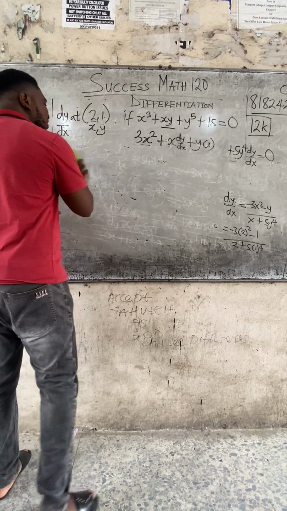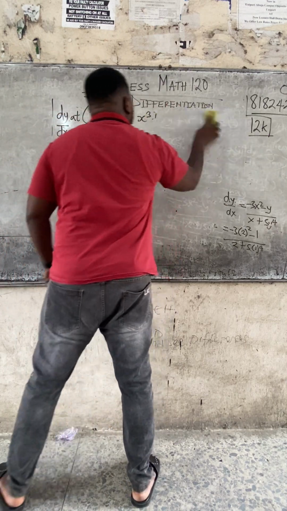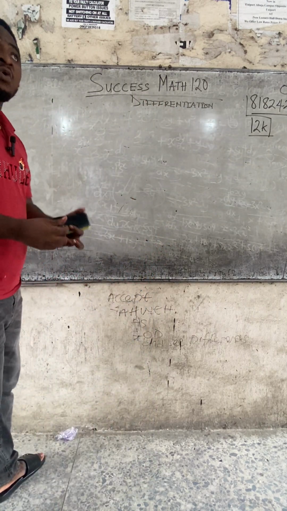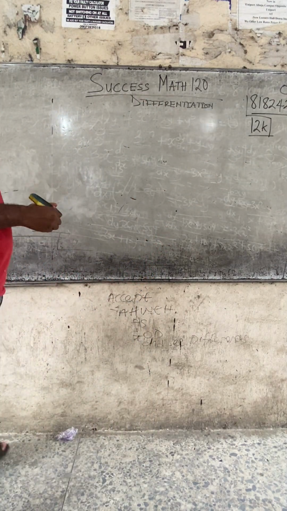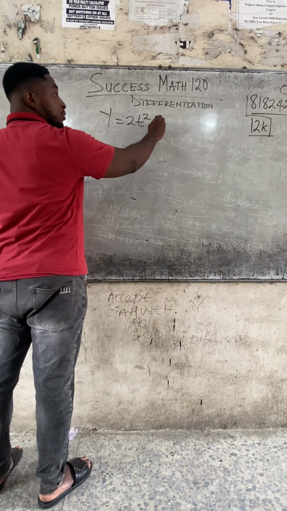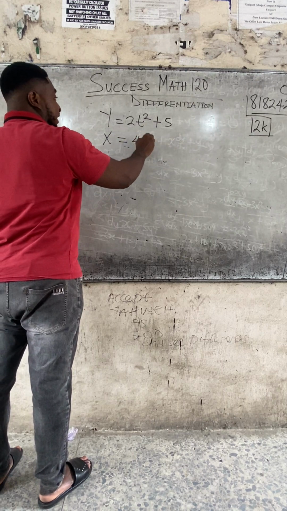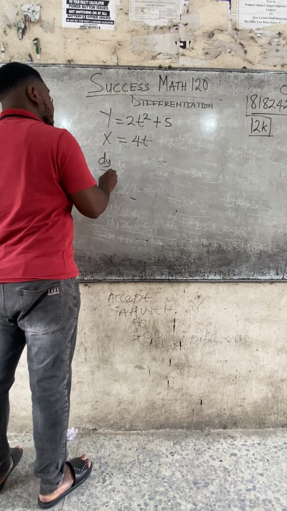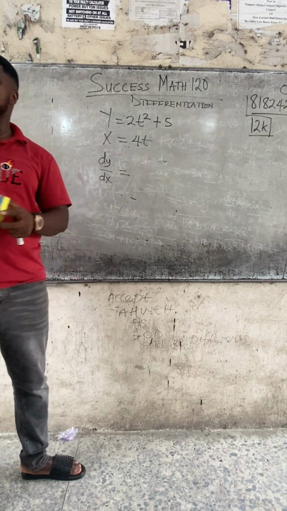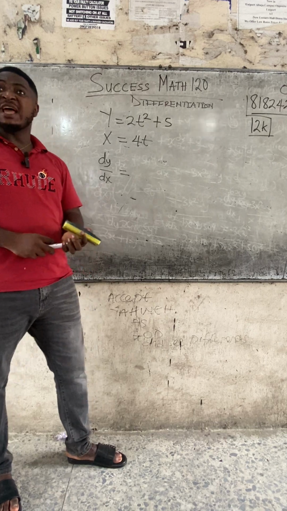Now let's go to the second question I gave. That one will teach you parametric differentiation. Someone should remind you of the second question I gave. y equals 2t squared plus something, and x equals 4t. And they say find dy/dx. Class, if they give you two functions, a y function and an x function, and you have to differentiate, just know that you are using parametric.